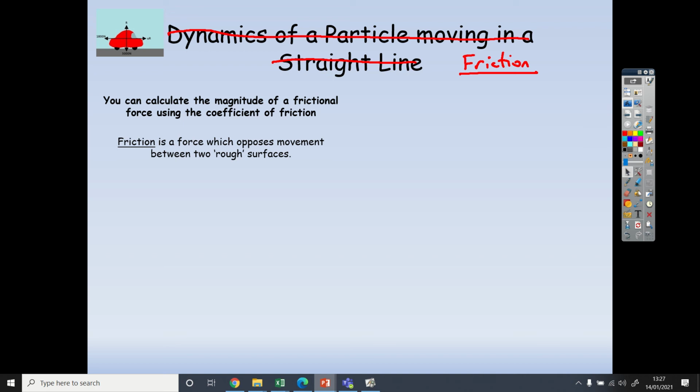Hi, Year 13. Today's lesson is on friction, so we're going to move forwards with our forces at an angle chapter and put friction into the mix, and we're going to figure out how to calculate it.